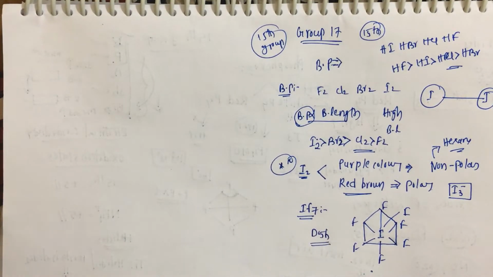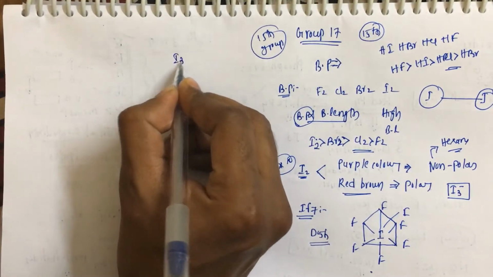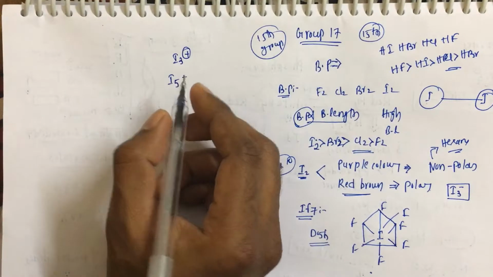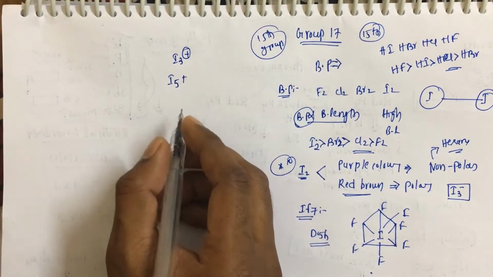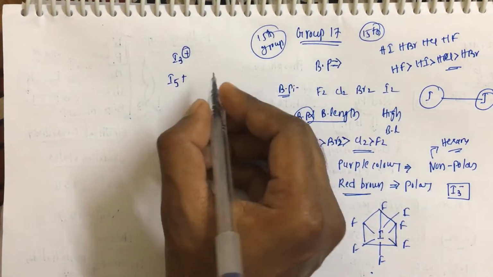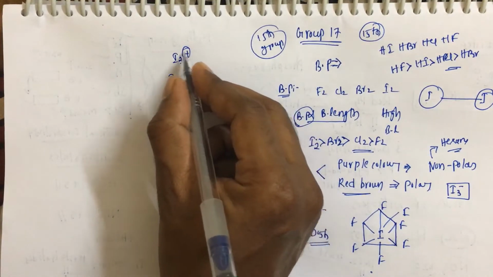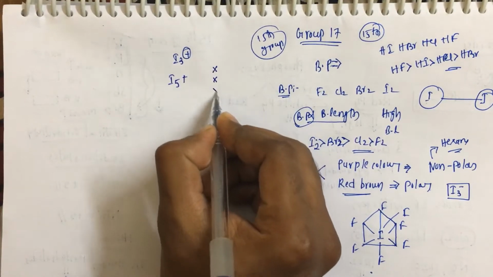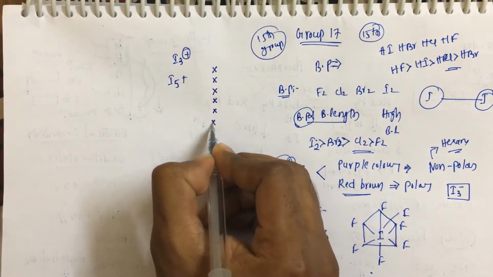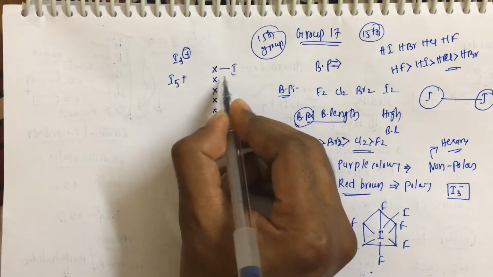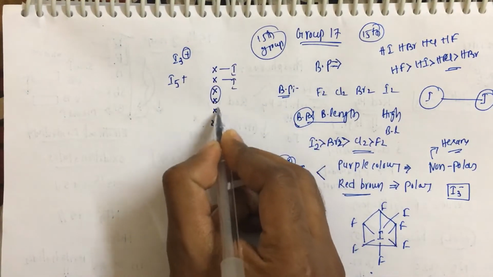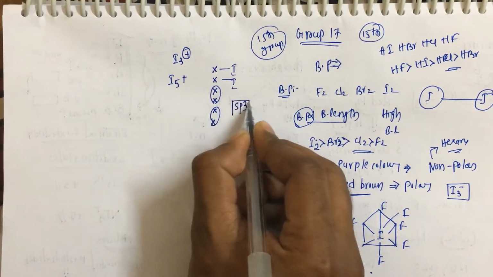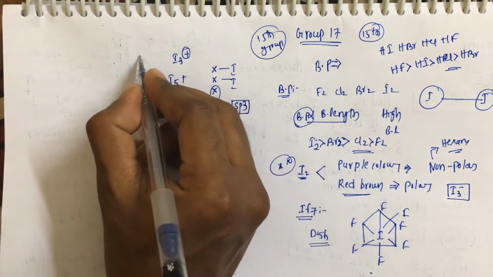Then we have I3 plus and I5 plus, and these two are also important. For I3 plus, we know how to calculate hybridization: this is a 7th group element and one positive charge is there, so it will be 6. Since iodine is monovalent and 2 are there, total 4 bonding orbitals. So this is sp3 hybridization with 2 lone pairs, and it shows a V shape.